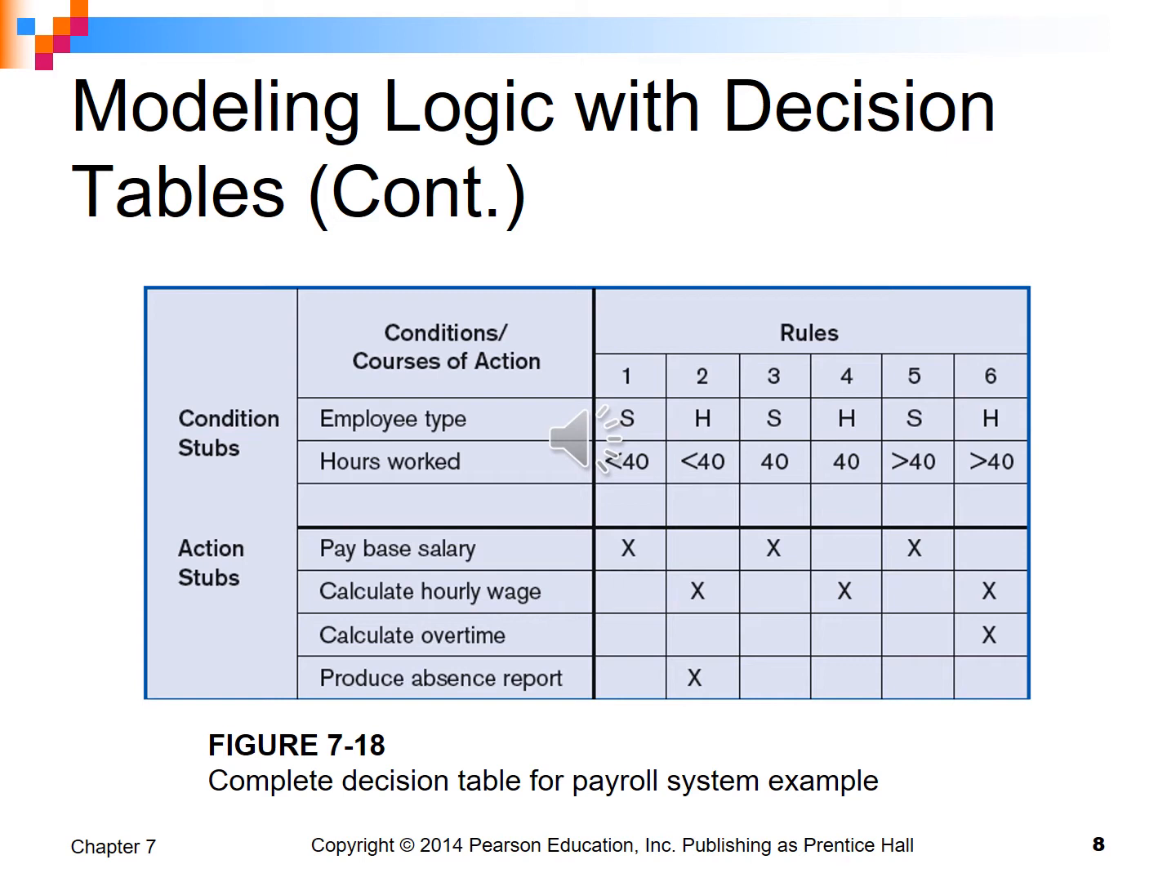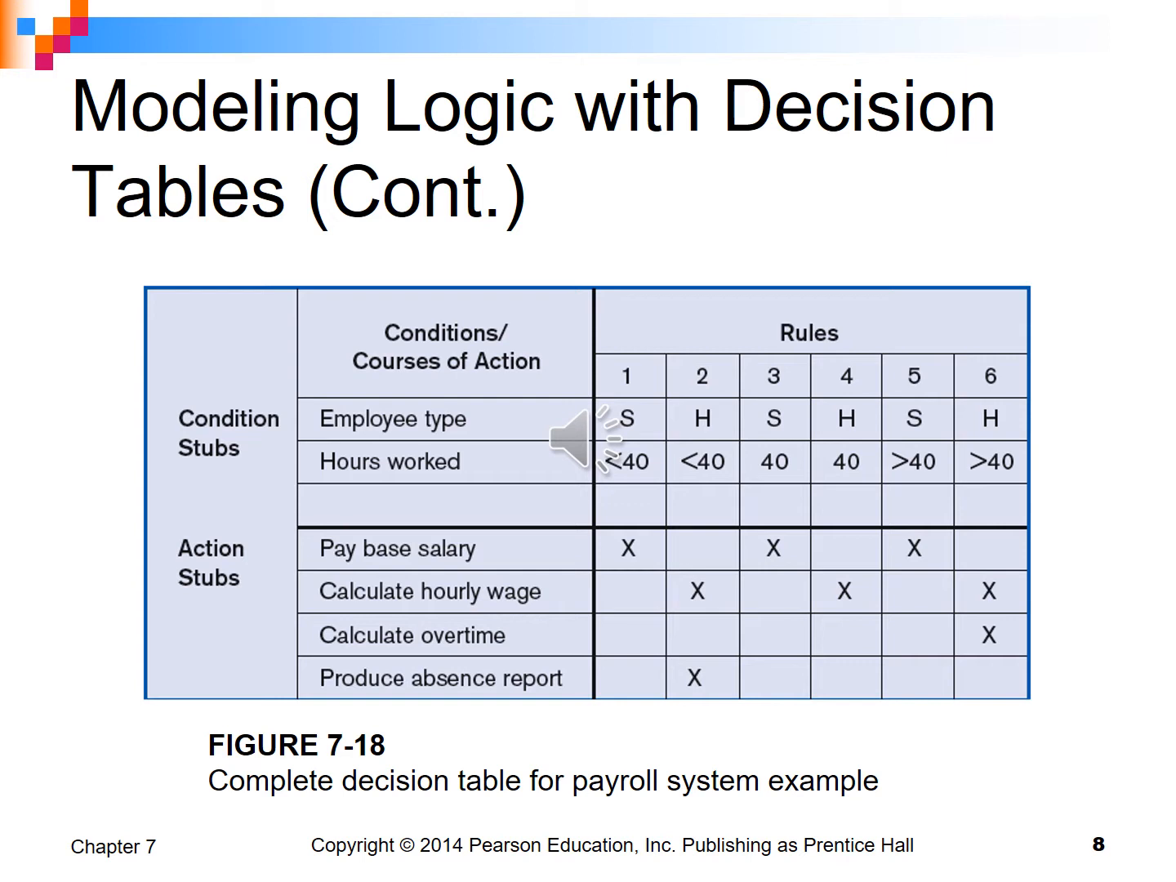Let's see an example of a decision table for a payroll system. The example here is for a company that has two types of employees. One of them is salaried and the other is hourly. Salaried employees are paid their salary every month, no matter how many hours they work: less than 40, or greater than 40, they pay the salary. But the hourly employees are paid by the hour.